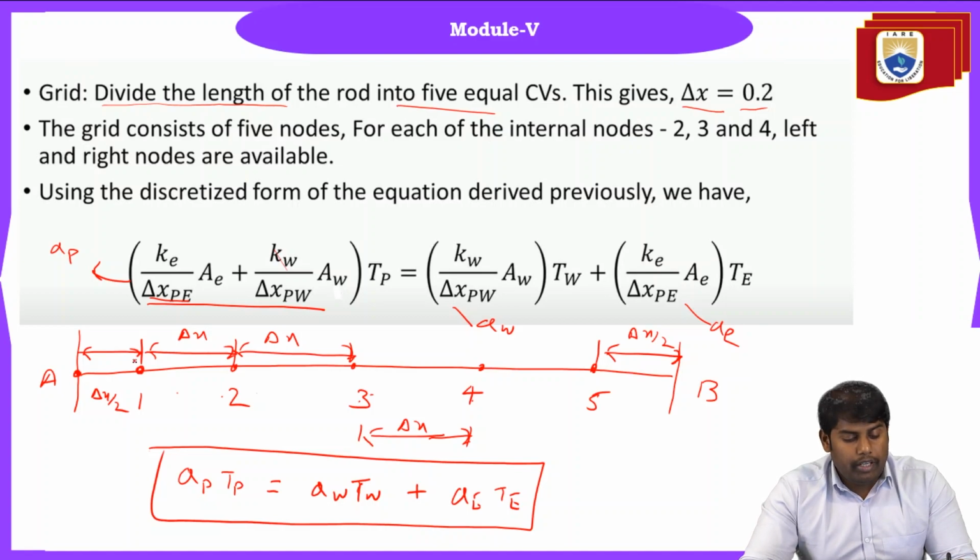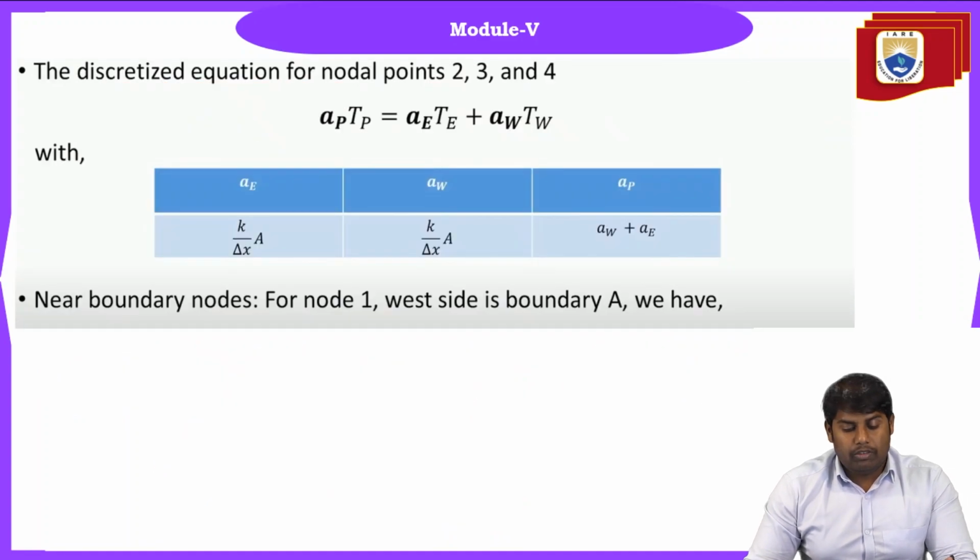So when we are solving any particular kind of problem in the finite volume formulation, the main important thing we need to see is what the neighboring points are. If it is at the west node, we have a wall or the boundary. For the east node, for the point 5, we again have a boundary. So this formulation cannot be used for the points 1 and 5.